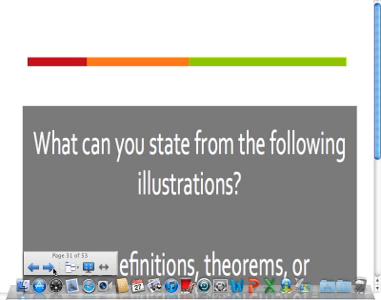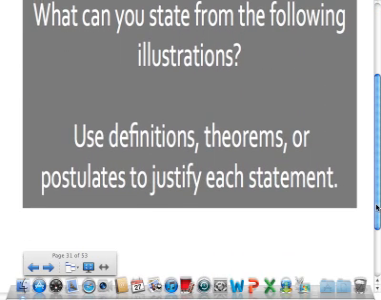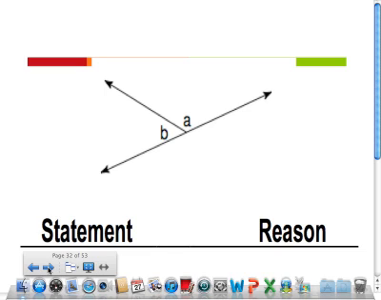As long as your diagram shows that they're congruent, we can conclude that it fits. All right, what can you state from the following illustrations? Use definitions, theorems, or postulates to justify. So I look at this guy.